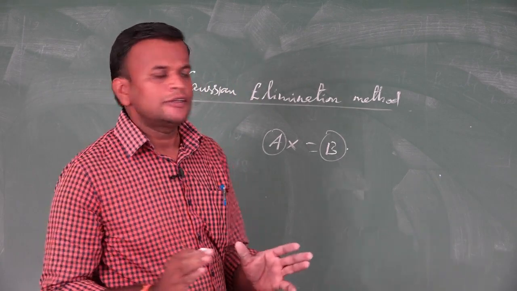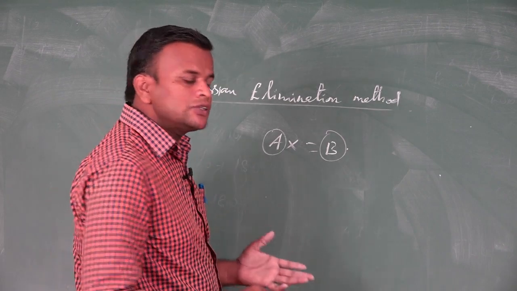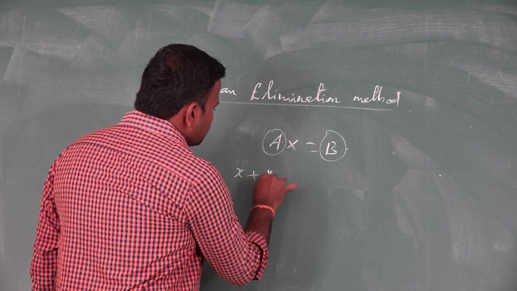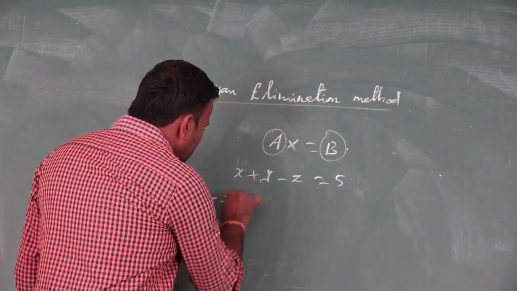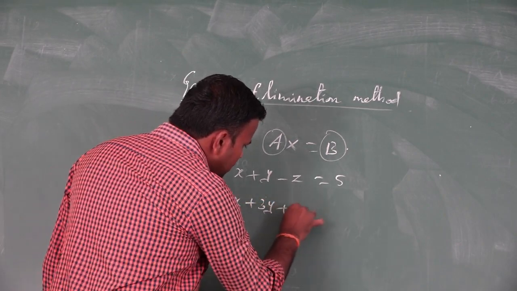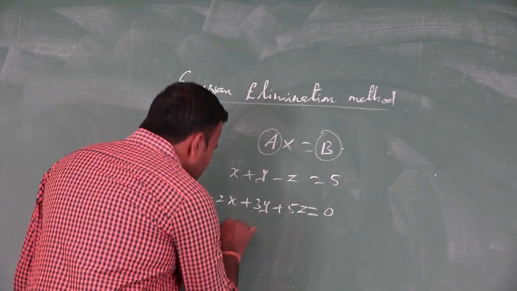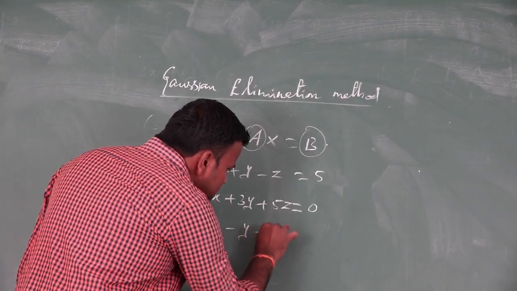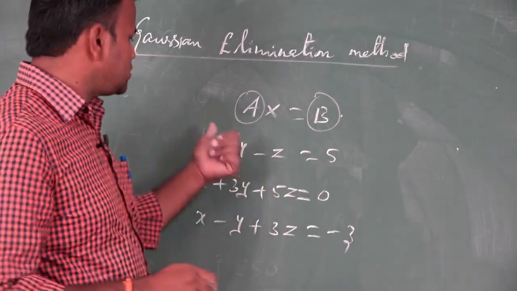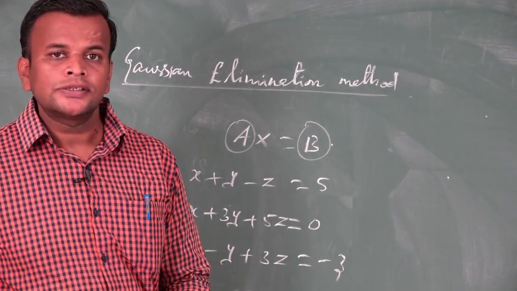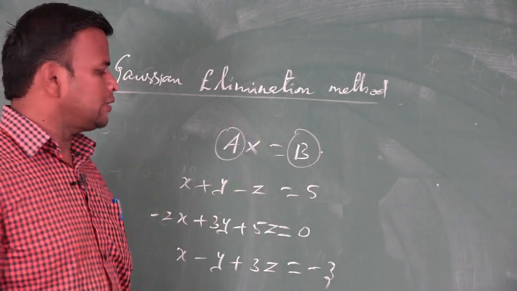In the same manner, suppose 3 equations are given. For example, I will take the equations: x plus y minus z is equal to 5, minus 2x plus 3y plus 5z is equal to 0, and x minus y plus 3z is equal to minus 3. Suppose, for example, I take these 3 equations. The question is to solve these equations by the Gaussian elimination method.